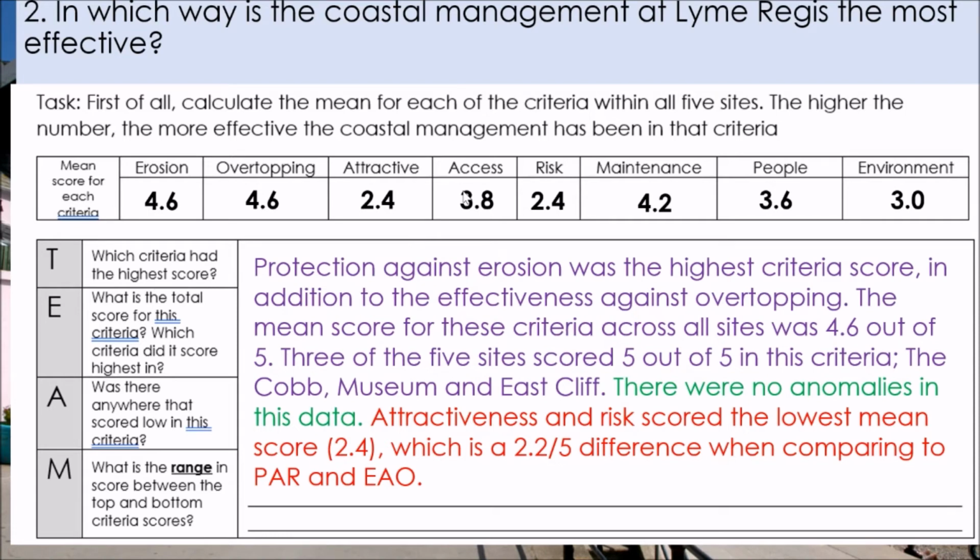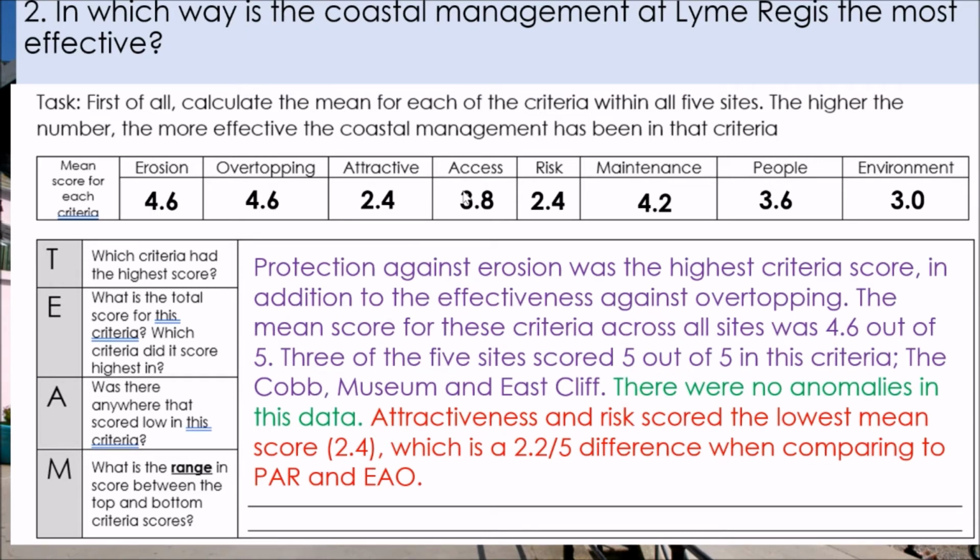So we identified here that attractiveness and risk scored the lowest in terms of criteria. So I've put some numbers there and I've worked out a difference. So that's a 2.2 difference in terms of the score between the highest and lowest criteria successes. PAR, obviously protection against erosion, and EAO as effectiveness against overtopping.